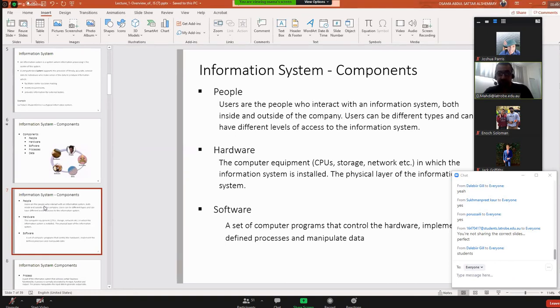But the question is, every single type of user who is using this information system actually has a different level of access. Let me give you an example. You said the students could be the first type of user of the student online information system, right? So what is your level of access to this information system? Are you able to access the entire information system, or do you have limited access? What do you think?